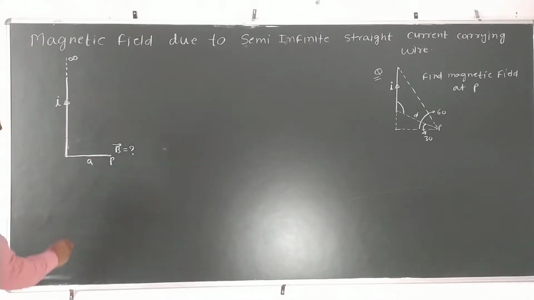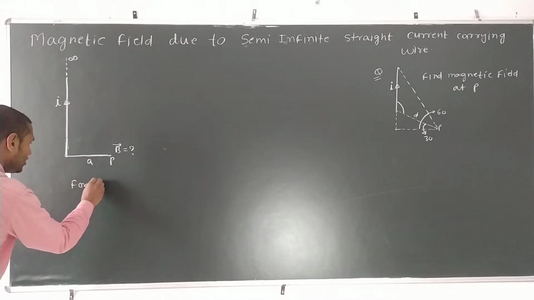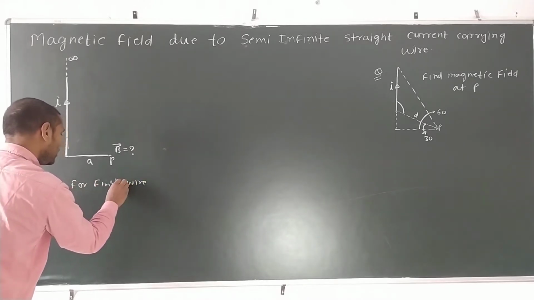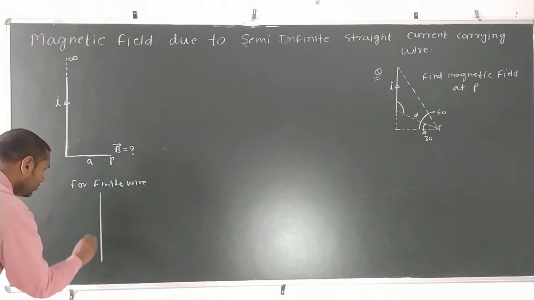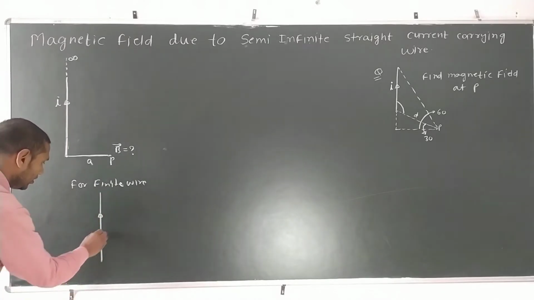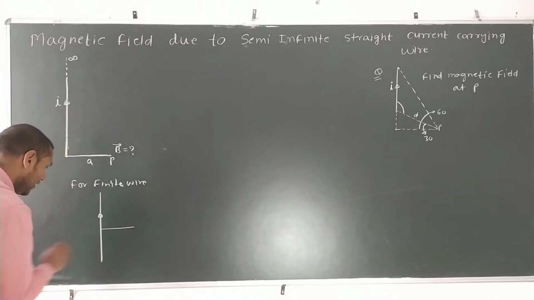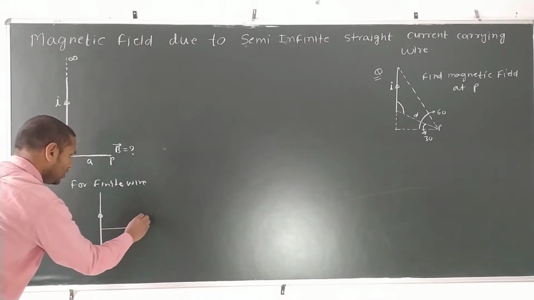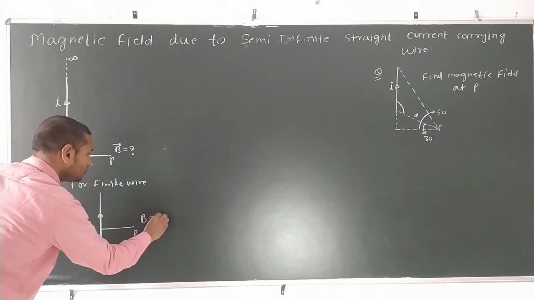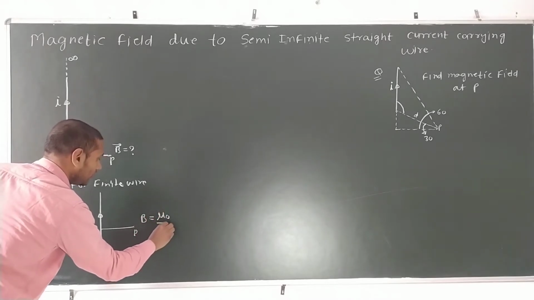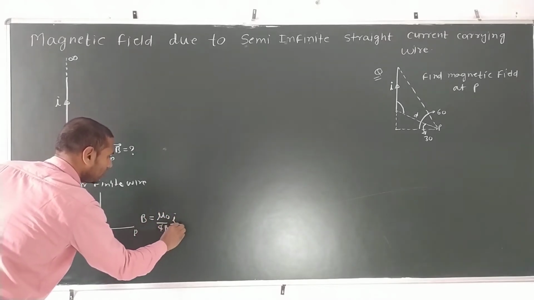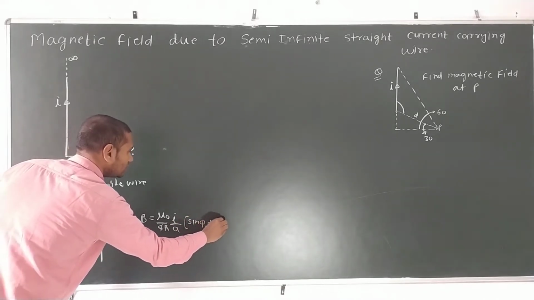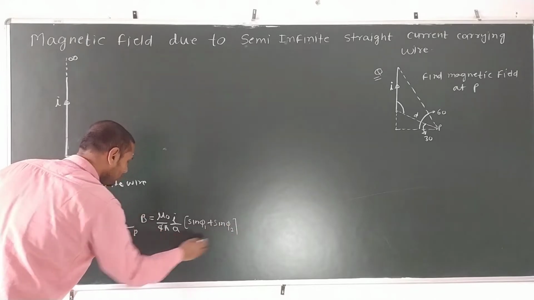We know that for a finite wire, there is a magnetic field at a point P. What is the magnitude of the magnetic field at point P? Mu naught upon 4 pi, I upon A, into sin phi 1 plus sin phi 2. This is the magnetic field at point P.